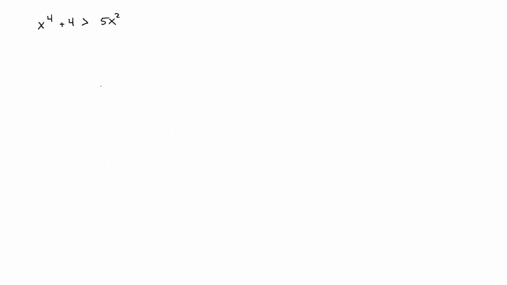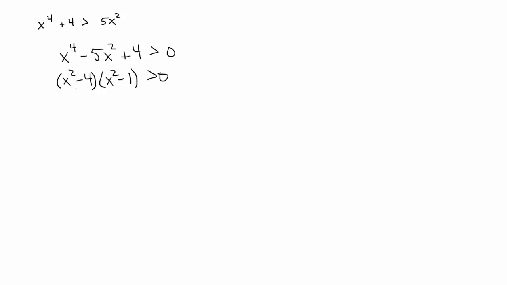In the next example, we have x to the 4th plus 4 is greater than 5x squared. So the first thing I'm going to do is rewrite it as x to the 4th minus 5x squared plus 4 is greater than 0. And now I'm going to factor this, and I'm going to write this as (x squared minus 4) times (x squared minus 1) is greater than 0.